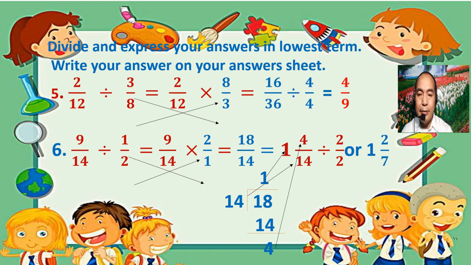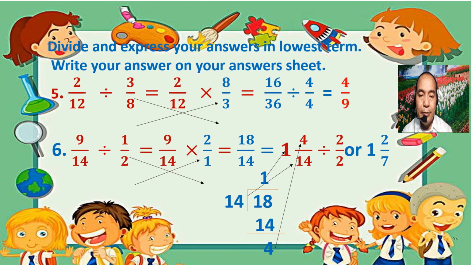9 times 2 will give us 18. 14 times 1 will give us 14. So the fraction will now become 18 over 14, an improper fraction. So we need to divide so that we will have to change the improper fraction to a proper fraction. So 18 divided by 14, our quotient will be 1. 1 times 14, 14. 18 minus 14, a remainder of 4.